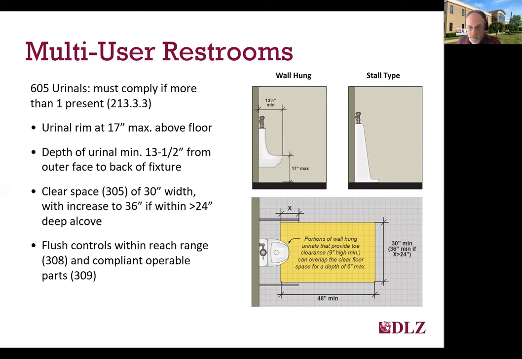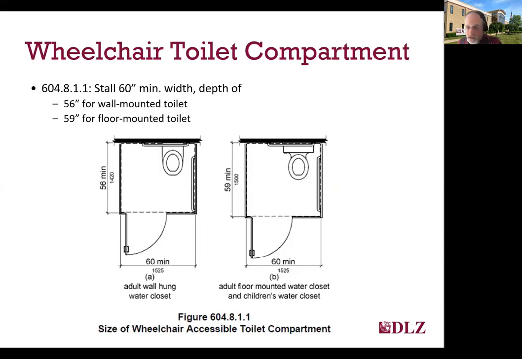So the clear width at the urinal must be 30 inches wide, but if the urinal is in an alcove that's over 24 inches deep, like you might find if you put it between a wall and a stall partition, that clear width must be 36 inches. So let's focus now on toilet compartments or stalls. And I'm going to use these two terms interchangeably since they're really the same thing to most of us.